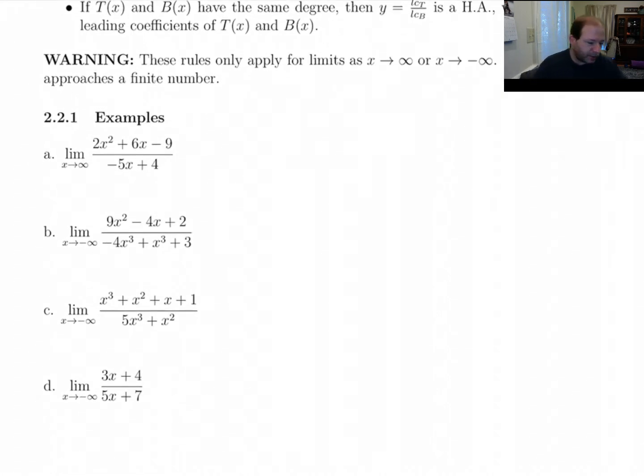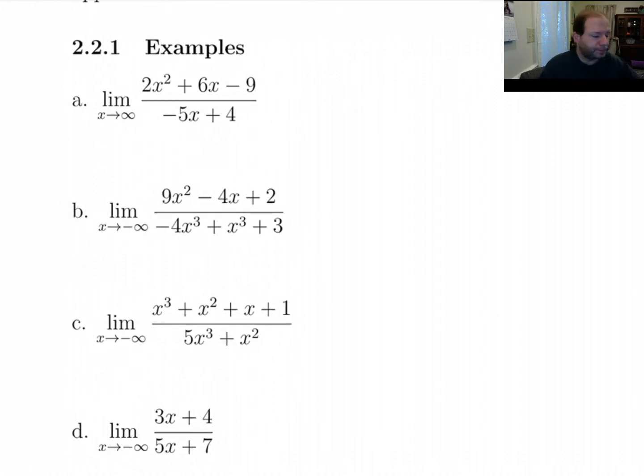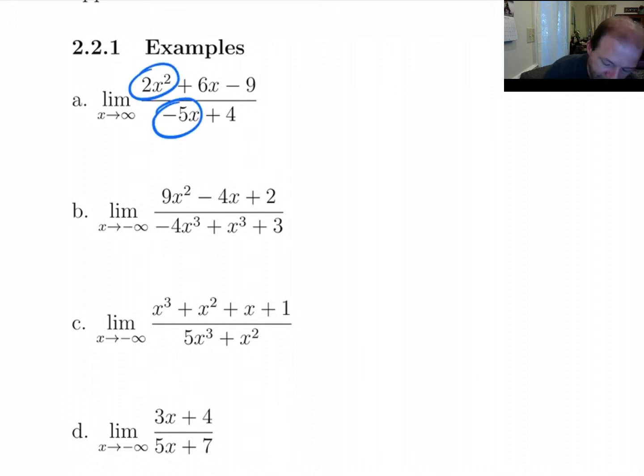Okay, for these examples, again, all we have to look at is the leading term on top and bottom. So up top we've got 2x squared, and on bottom we've got negative 5x. Now, the top has higher degree than the bottom, therefore this is going to be positive or negative infinity. The way we figure this out is, up top, we've got 2 times infinity squared.